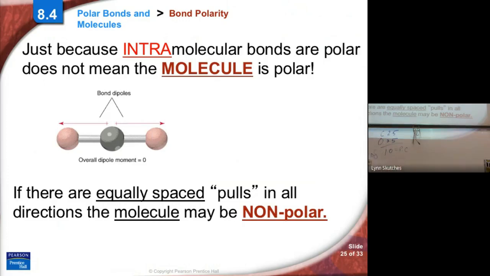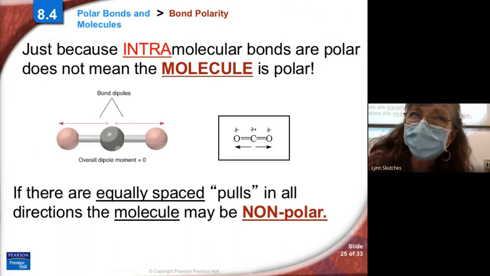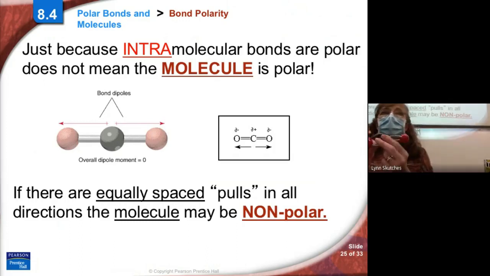We usually just say polar, however. Guess what? This oxygen also has an electronegativity of 3.5. This also is a polar covalent double bond. So if you're pulling equally hard on each side, this molecule is non-polar. Even though the bonds inside of it are polar covalent, we usually leave the covalent off, which is really annoying because it gets confusing. But this molecule is non-polar.